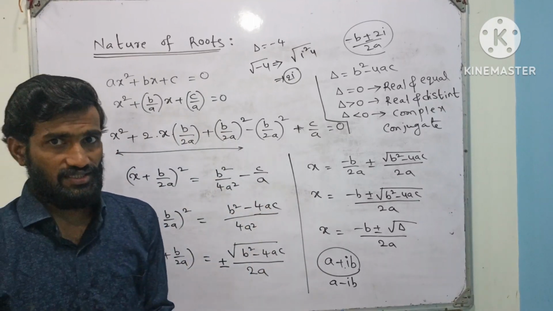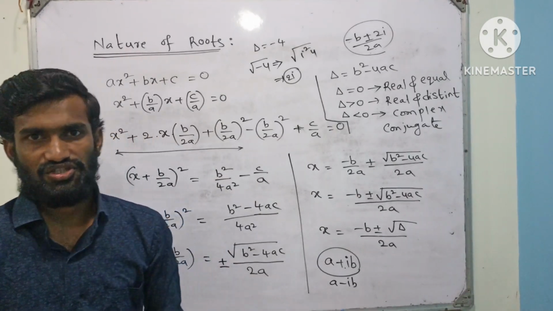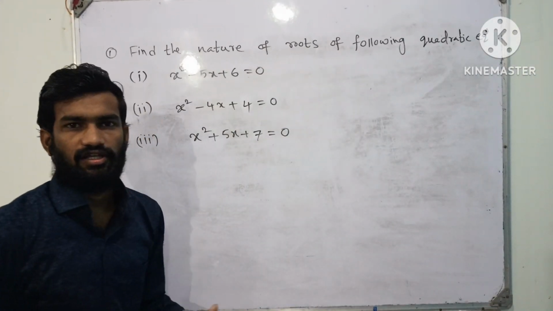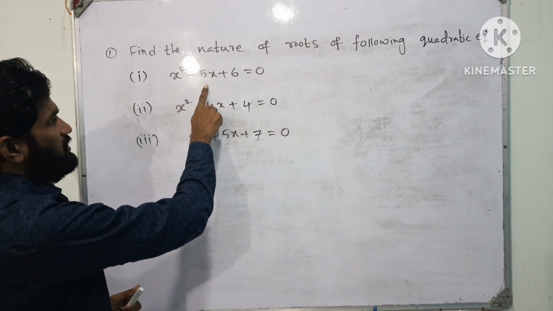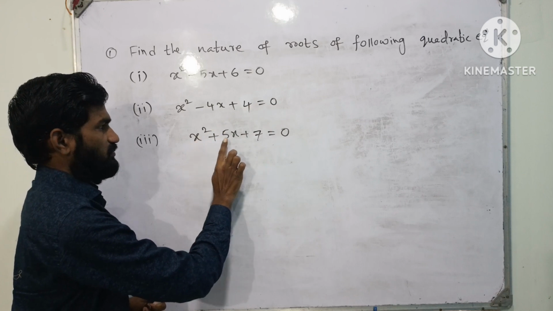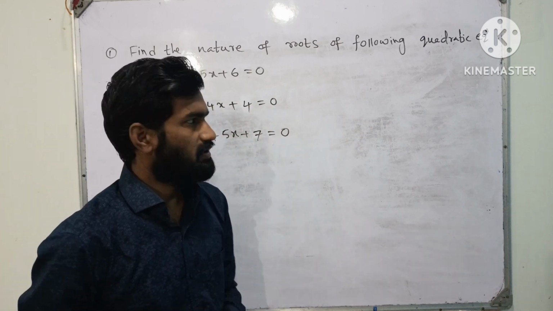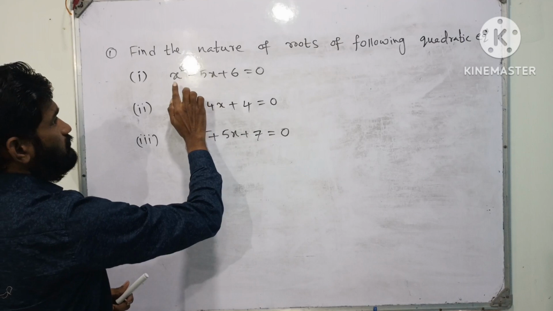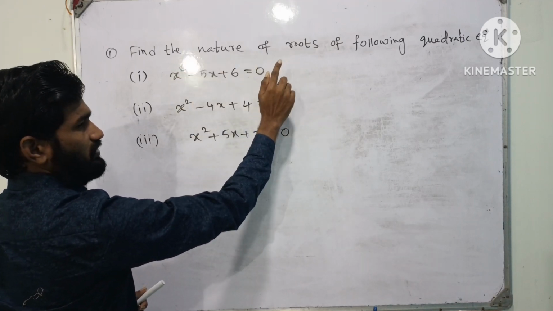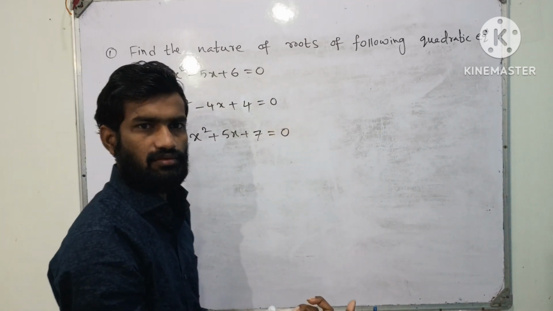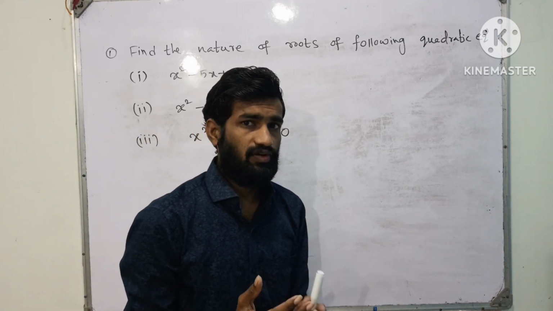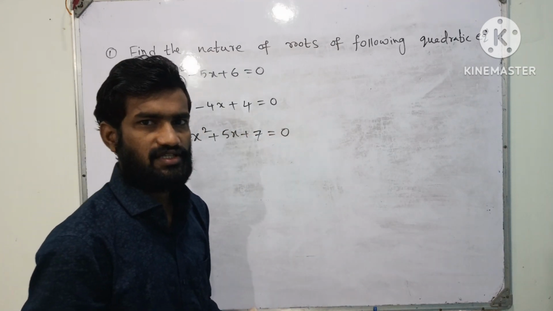Now we'll see some problems based on this nature of roots. This is the first problem. Find the nature of roots of the following quadratic equations: x square minus 5x plus 6 equal to 0, x square minus 4x plus 4 equal to 0, x square plus 5x plus 7 equal to 0. Right. Now we need to find the nature of roots. Here we don't want to find the roots. He is asking what is the nature of roots. How will we find the nature of roots? By using the discriminant.